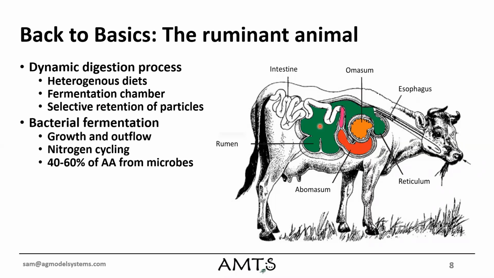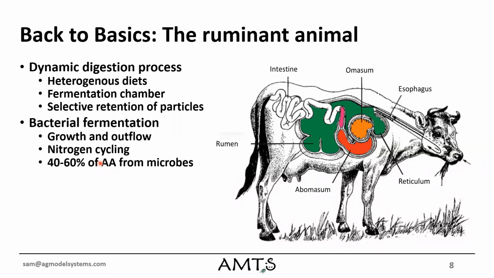We have that big bacterial fermentation vat, and that includes a lot of growth and outflow of microbes. It involves a lot of nitrogen recycling in the animal, and it actually changes a lot of what the profile of amino acids looks like from going in the mouth to flowing out of the rumen and into the small intestine. So it's really something that we have to account for. We know this as ruminant nutritionists, that this is our big challenge.